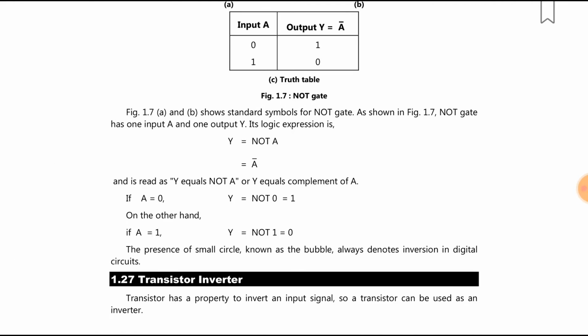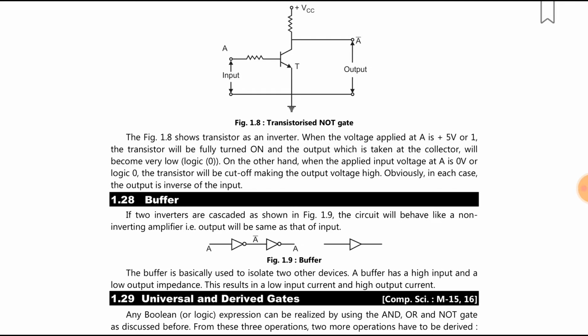Now we will see how to build it using a transistor. A transistor can be used as a NOT gate because a transistor also performs the inversion function. If the input is a sine wave, the output is a cosine wave, likewise.